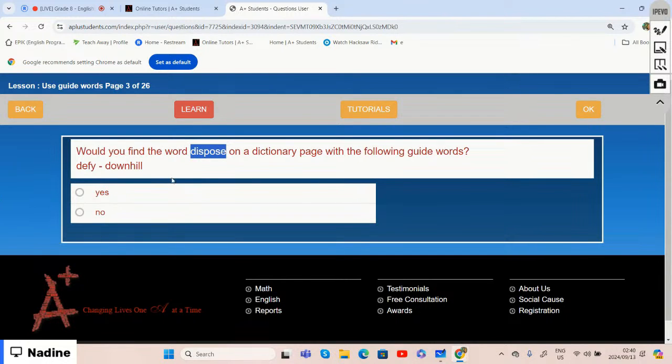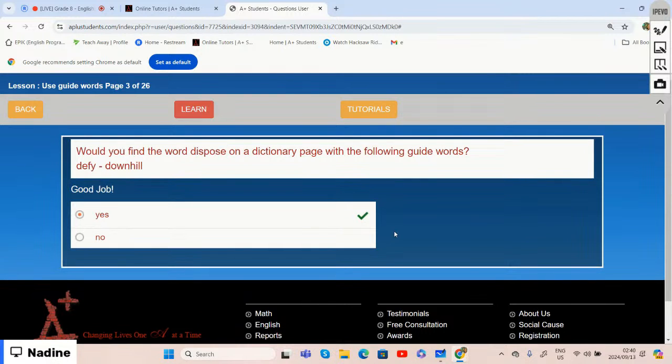All right. And if we were to say, if we're going to find the word between defy and downhill, then we will say yes. Oh, sorry. Because I you'll find between E and O. So yes.